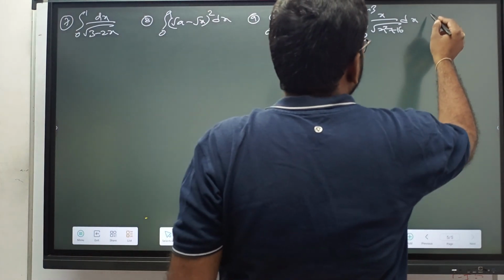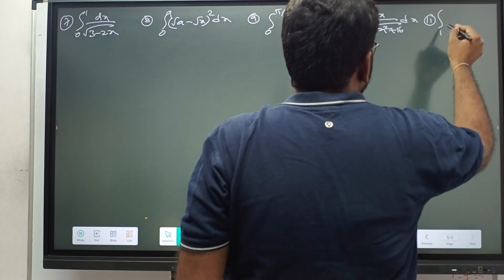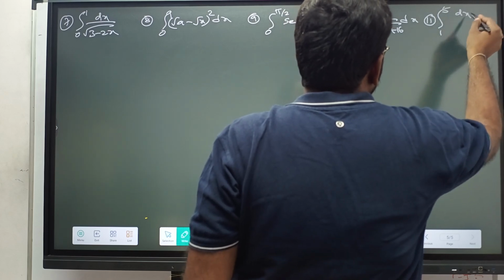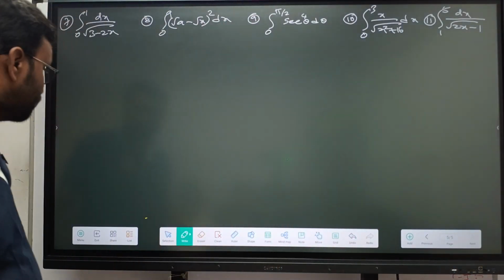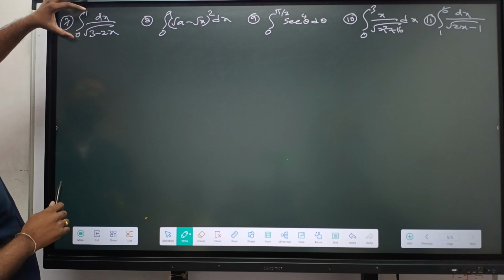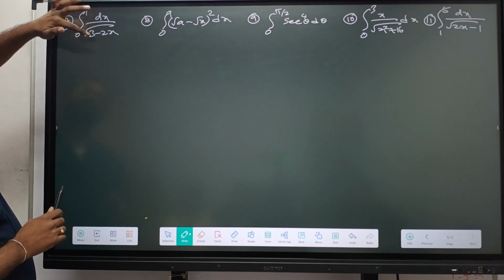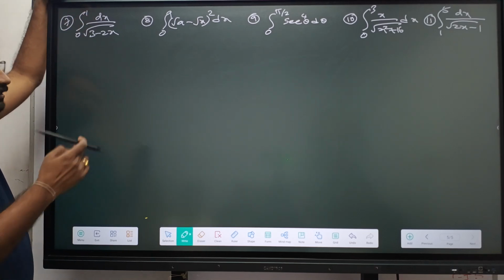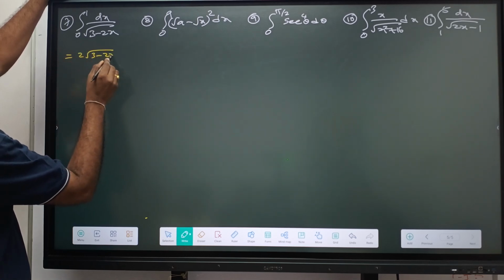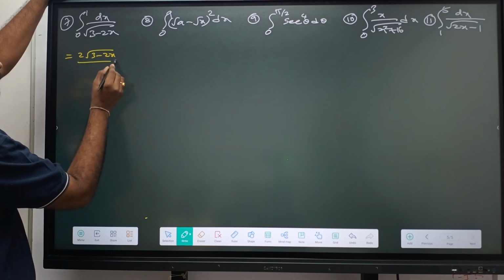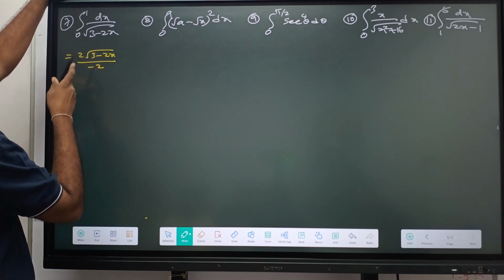12th question first. Integral 1 to 5 dx by 2x root 2x minus 1. Listen here. First of all, if you have no limits, what is the integral of 1 by root x formula? 2 root x. The answer will be 2 root 3 minus 2x. The coefficient of x will be the denominator, minus 2. Limits what?